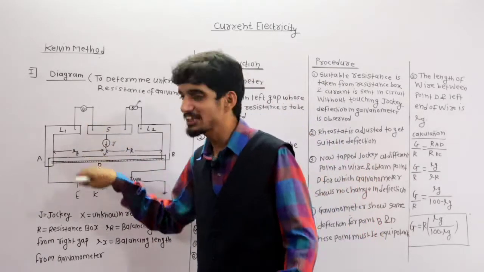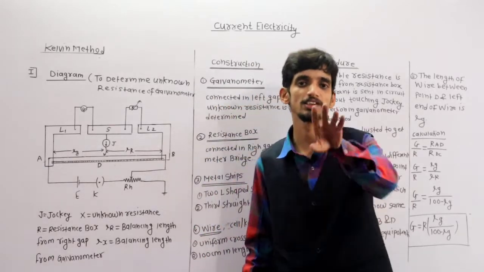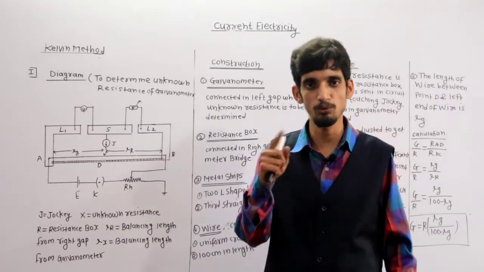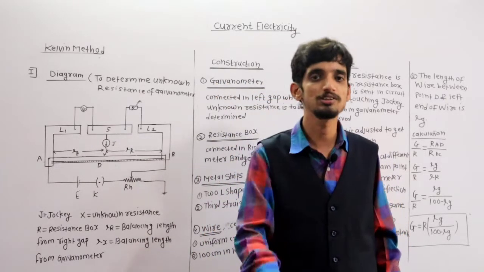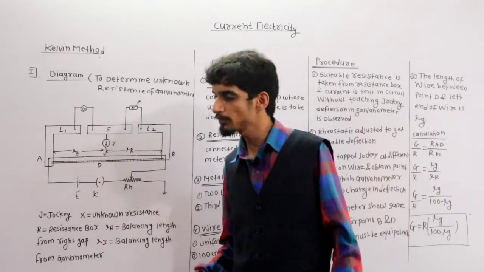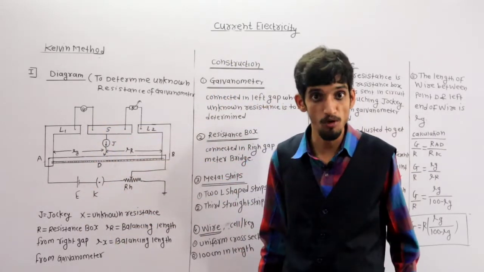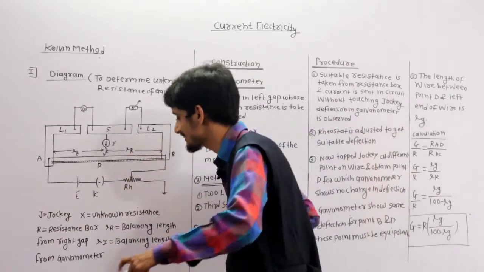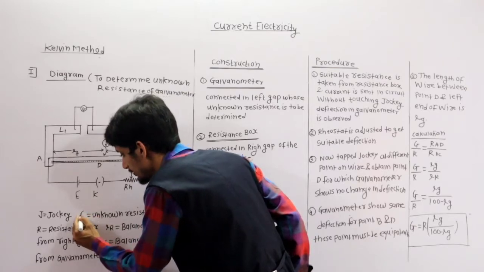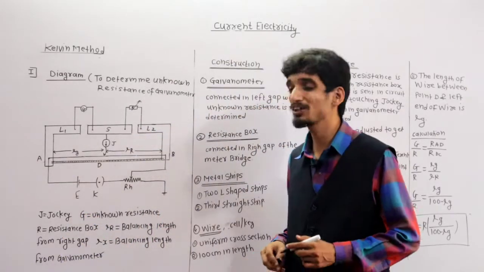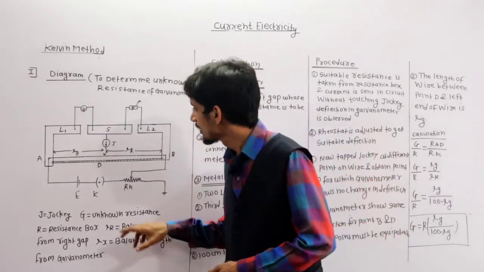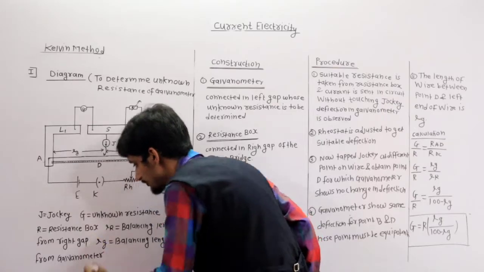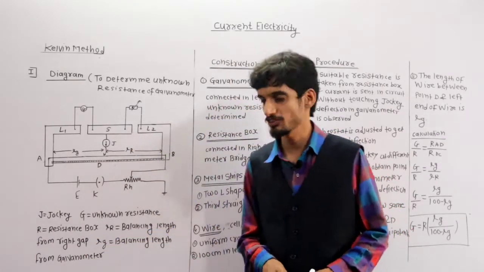So the galvanometer is connected in the left gap, because there are basically two gaps, left gap and right gap. In the left gap, the unknown resistance. Now in this case, that resistance is the galvanometer resistance. So the galvanometer is connected in the left gap and the resistance box is connected in the right gap of the meter bridge. J is the jockey. Now this X is replaced with G, because this is the unknown resistance of the galvanometer. Then this particular length is now not Lx, it is Lg, the balancing length for the galvanometer.